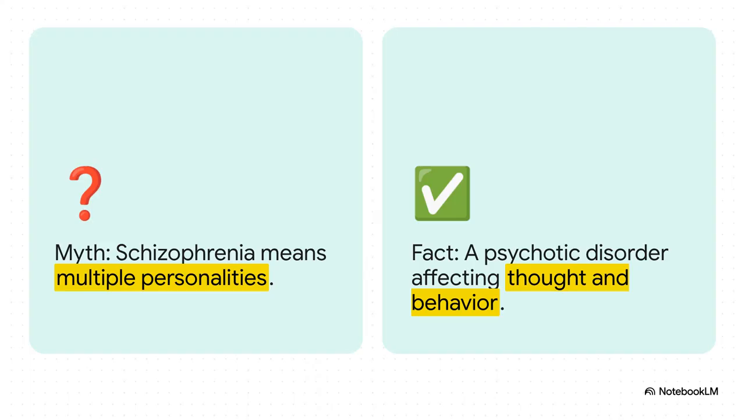Okay, first things first. Let's just clear up the biggest misconception out there. Schizophrenia is not multiple personalities. That's a totally different diagnosis. What we're actually talking about is a brain disorder where a person's connection to reality can become, well, fractured.